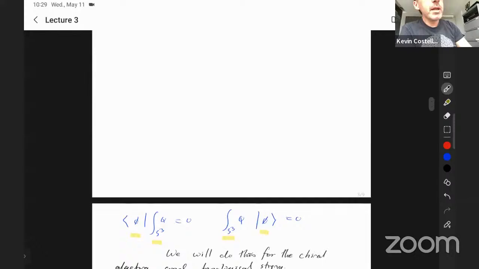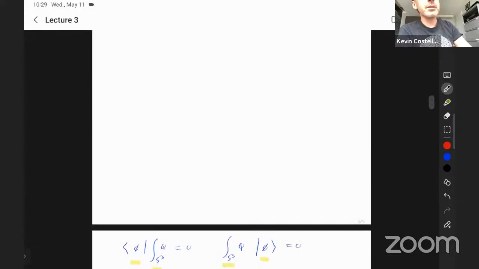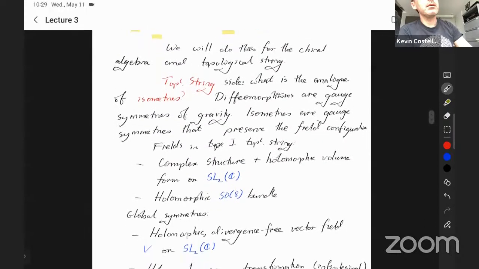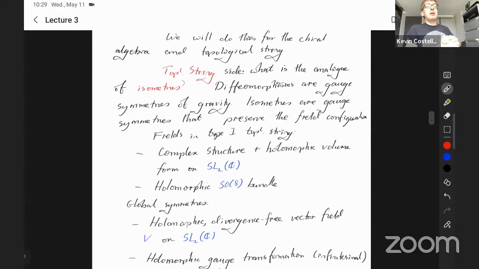Okay, we'll come back in a minute to calculating these symmetries on the CFT side. So back to the topological string side. What will be the analog of the isometries?